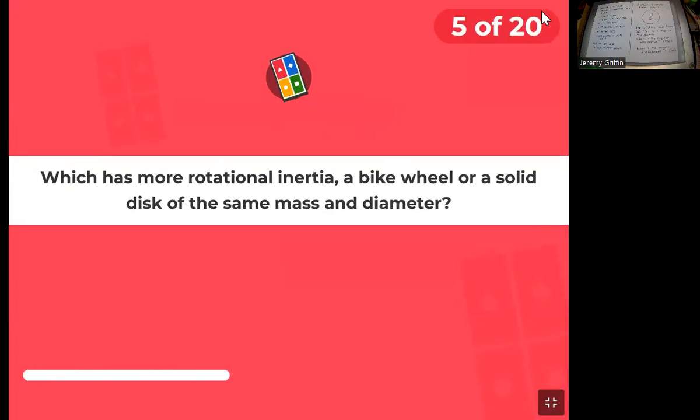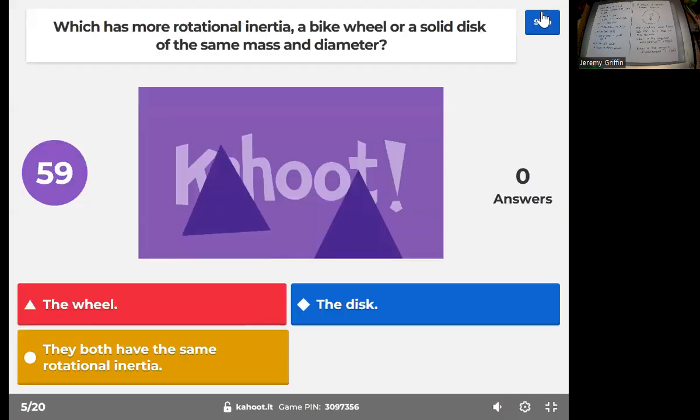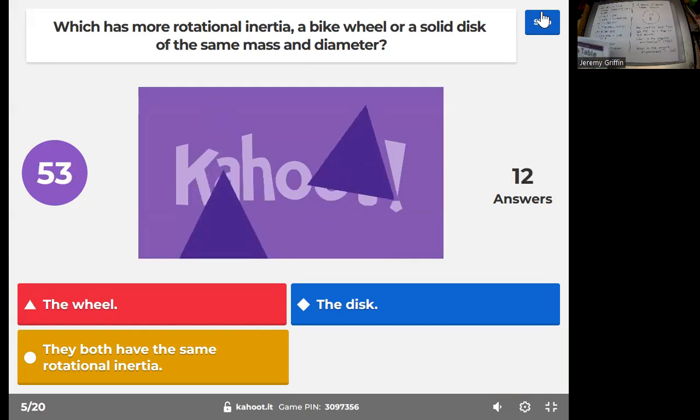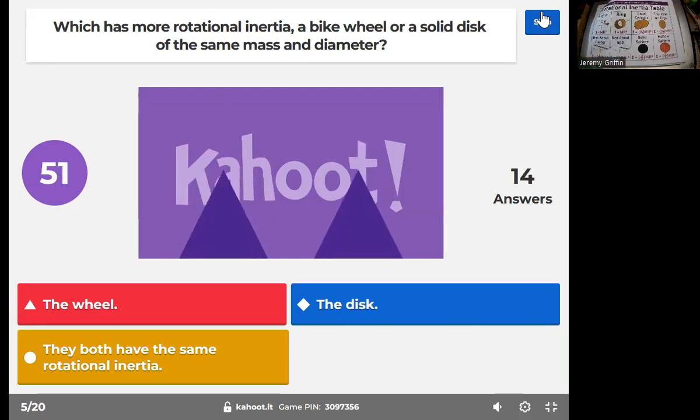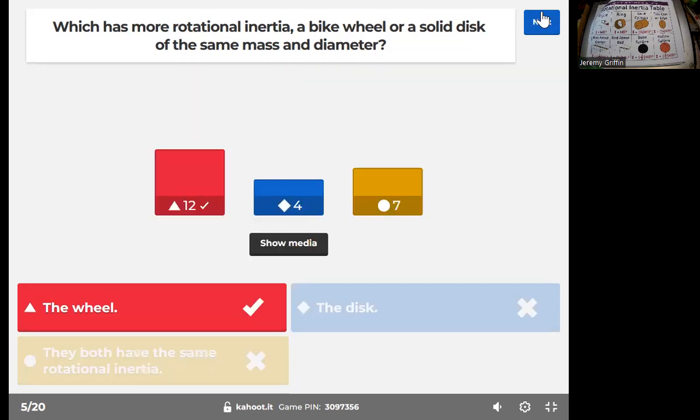Which has more rotational inertia, a bike wheel like a ring or a solid disc? Same mass, same diameter. Yeah. All right. So unless you guys got it, the wheel.